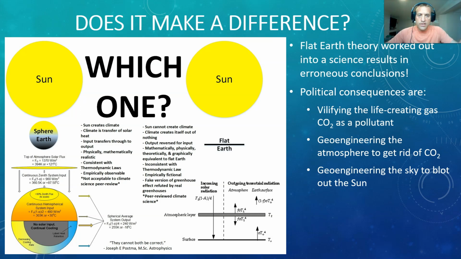Now, I describe this and get into it in detail in the book Planet Wars, and I explain what the scale is that we're facing. The scale being the complete destruction of life on Earth from these scientific materialists who don't understand what's wrong with the math worked out for flat Earth theory.